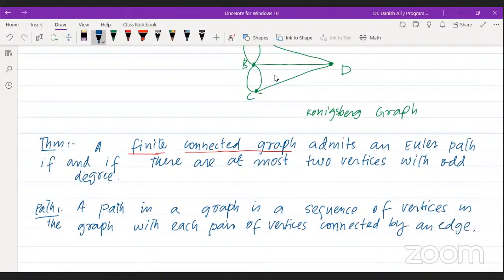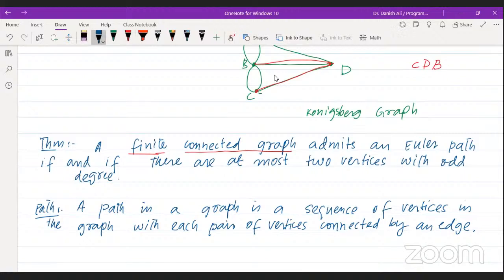Okay, so path, for example, if I take a path, let's suppose I call from C and D, I go from this edge and then D to B. So this is one path: C to D, C, D, B. So a path is a sequence of vertices in a graph with each pair of vertices connected by an edge.